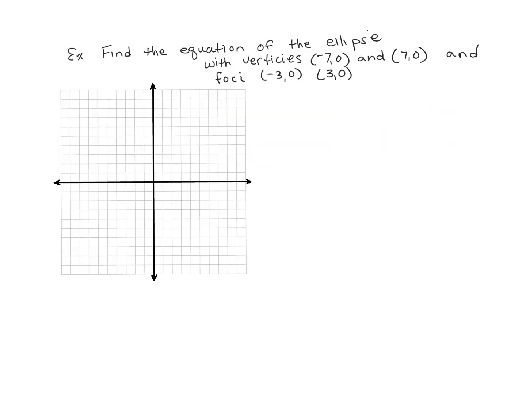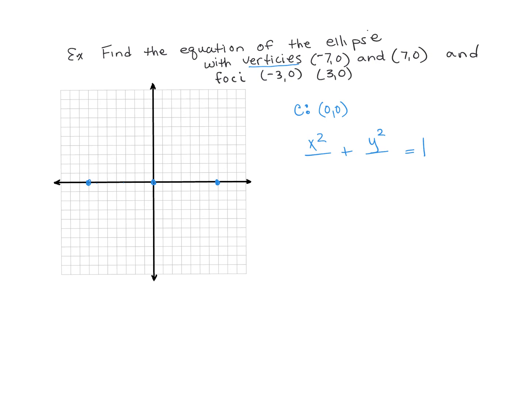So let's take a look at our final example here. We want to find the equation of an ellipse with vertices negative 7, 0, and 7, 0. So here and here. And that's our major axis, because we know that our vertices are on our major axis, and directly in the middle of that is (0, 0). So we know that our center is (0, 0). So let's start by writing just this. And we need to still find these numbers underneath the x and the y.